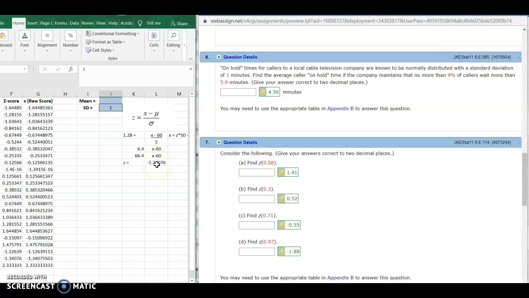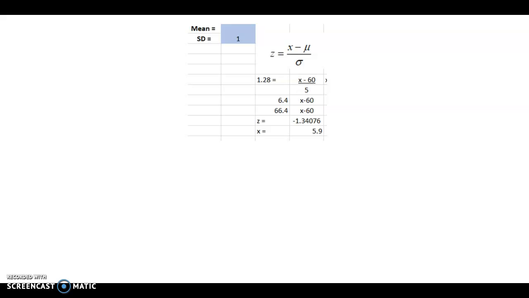What I do know too is that my x value is equal to 5.9 minutes, because we're trying to find what the mean is if no more than 9% of those callers wait more than 5.9 minutes. So I've got z, I've got x, and I have standard deviation sigma. Now, using a little bit of algebra with our z-score formula, we know that we take z and multiply it by sigma, and then we add mu to get our x value. So I have to put my algebra skills to good work. I know the z, I know the x, I know the sigma, I just don't know mu.